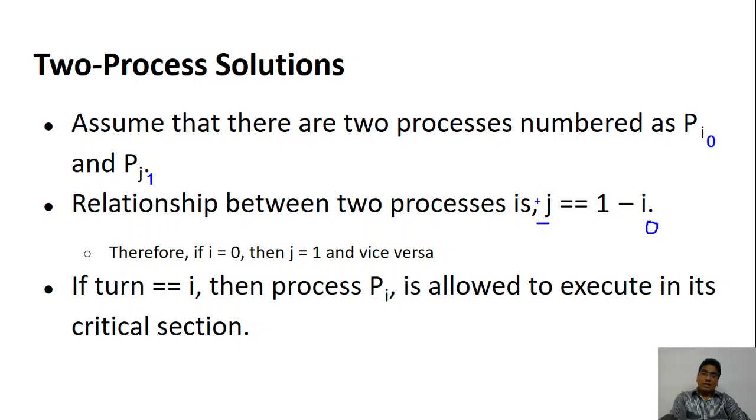If I ask you what i is equal to, so what is i? i is equal to 1 minus j. Is it true? Yes. What is the j value? j is 1 here. So 1 minus 1 is 0. Remember, you can always get the other one.